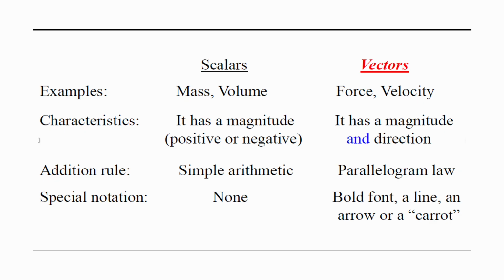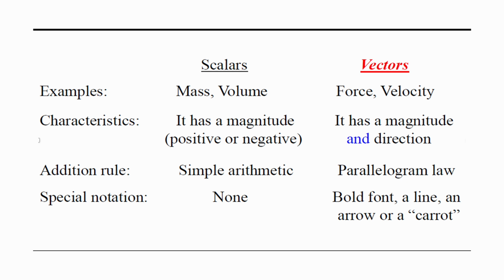You probably heard about scalars and vectors before. Examples for scalars are mass and volume. Characteristics: a scalar has a magnitude, positive or negative. For addition, we use a simple arithmetic rule, and there is no special notation.